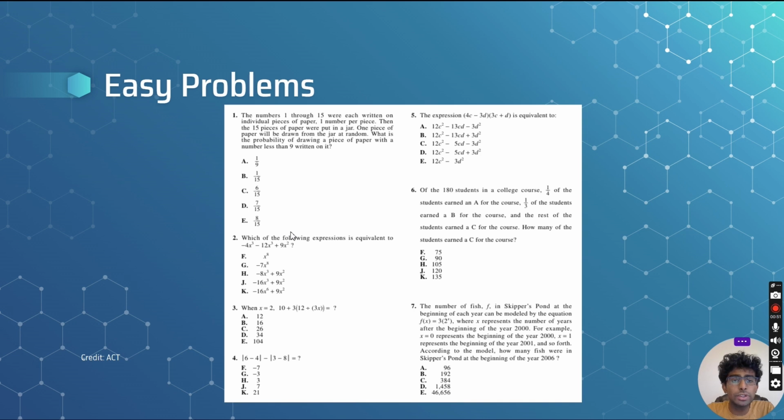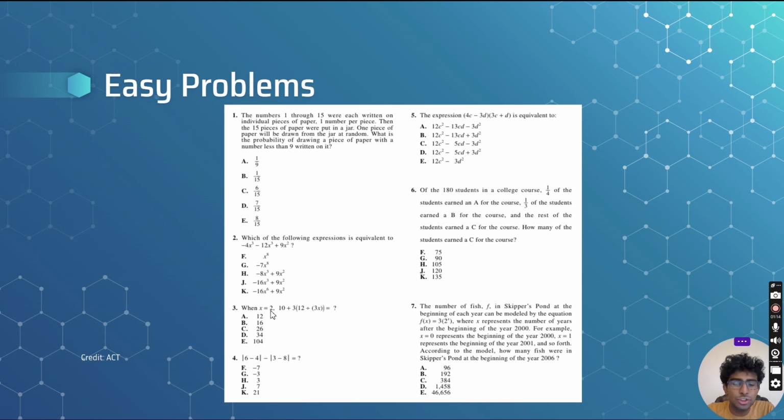So this first one we see is a probability question, and it's talking about a number less than 9. So this is our desired outcome, and we do it over all our outcomes, which would be 1 through 15, or 15 on the bottom. So that's how you do this one. This one is combining like terms for a polynomial. Remember how to combine like terms. You're combining terms with the same power with each other.